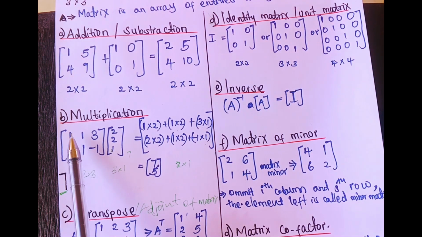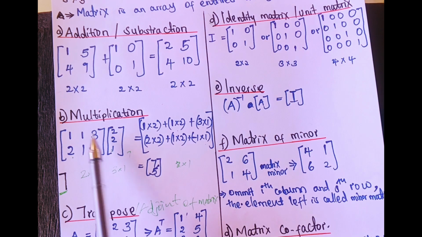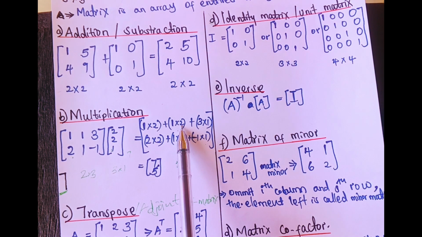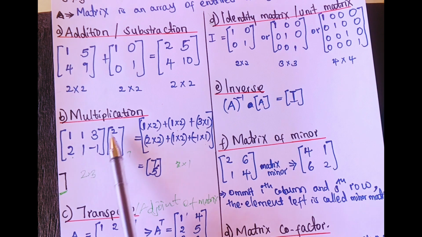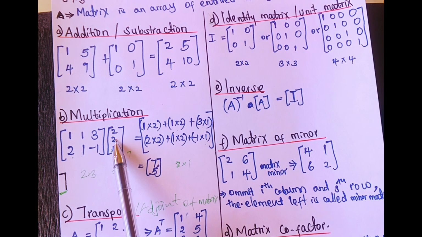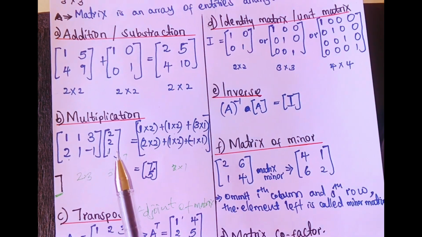So here we're going to multiply 1 by 2, 1 by 2, then 3 by 1. So it's 1 by 2 plus 1 by 2 plus 3 by 1, which will give you 7. Then here it's going to be 2 by 2, which is 4, 1 by 2, which is 2, and negative 1 by 1, which is negative 1. If you add, you're going to get 5. This will be the multiplication of the matrix.